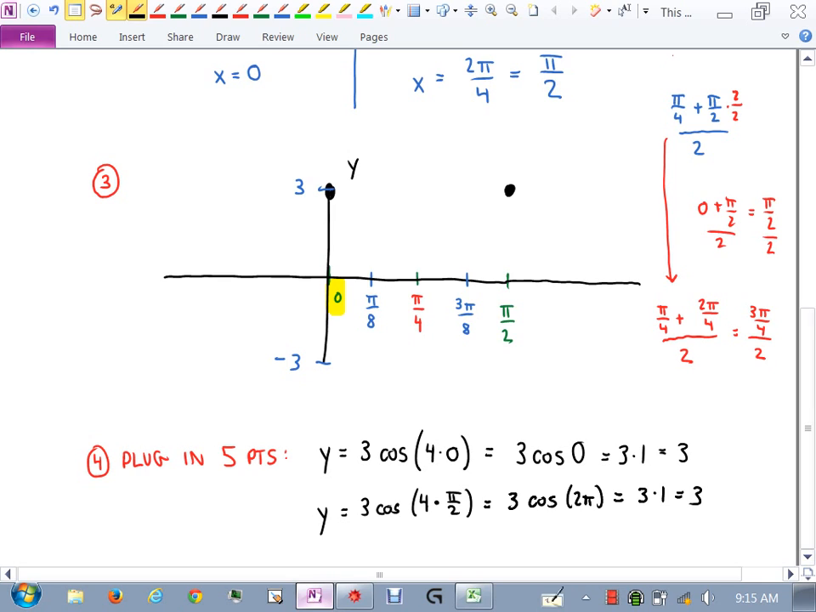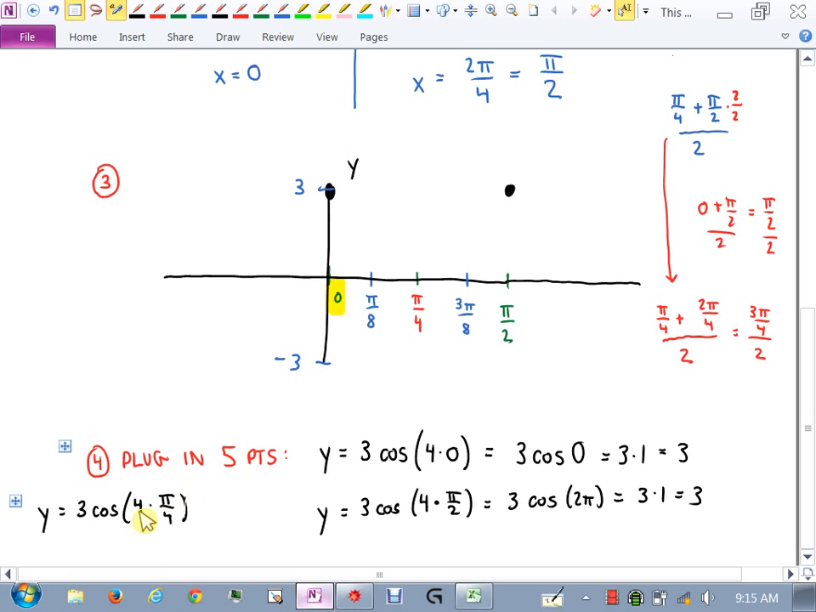I'll do one more point. I'm going to do the one right in the middle, pi over 4. I want you to see how this part of it works to make sure you're okay with that. I'm going to squeeze it in here. This is 3 cosine of 4 times pi over 4.